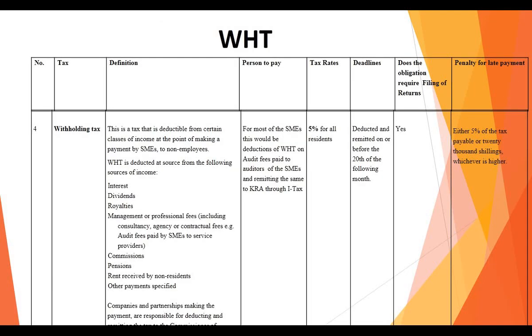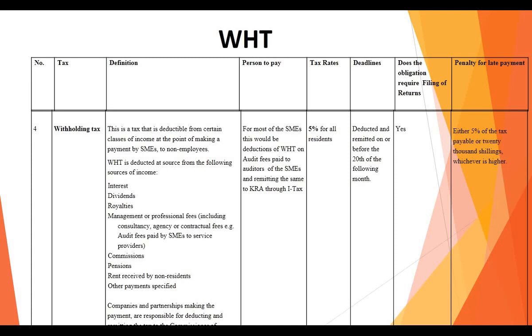We have the withholding tax. This is for services, like for an SME, this will be for audit services. When you give your books to an auditor and you pay him a fee, you have to withhold 5% of that fee and pay to KRA. The penalty again is 5% of the tax payable.